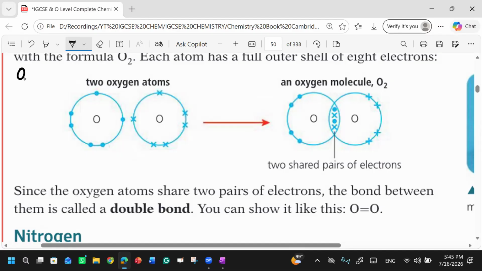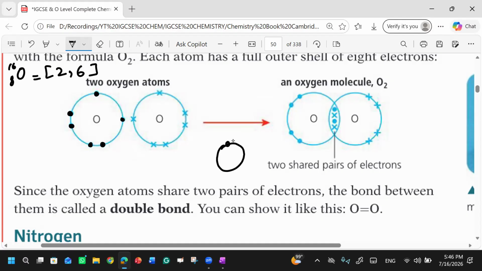And do you know the electronic configuration of oxygen? Of oxygen, it's 8 in total. So the valence shell will be 2 and 6. How many are in the valence shell? 6 in the valence shell. They have mentioned these 6. Obviously, you have a total of 6.